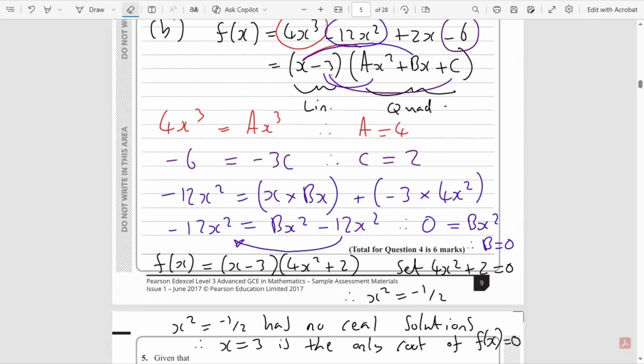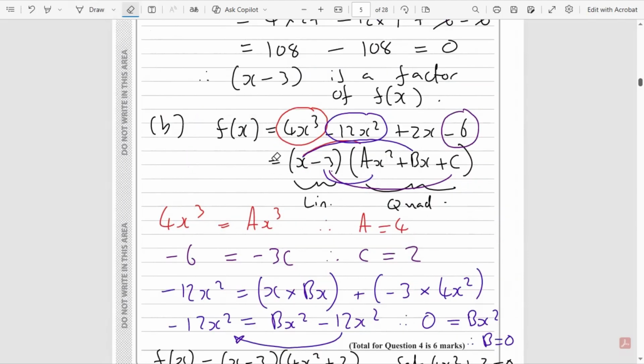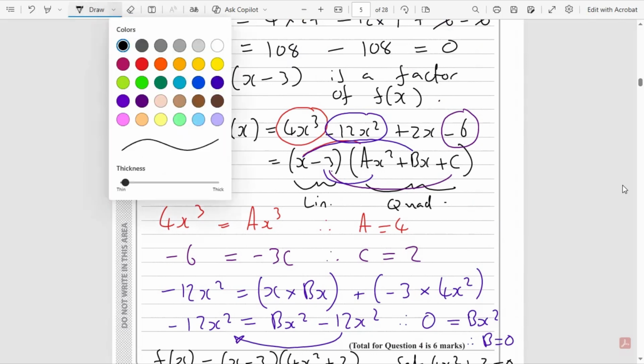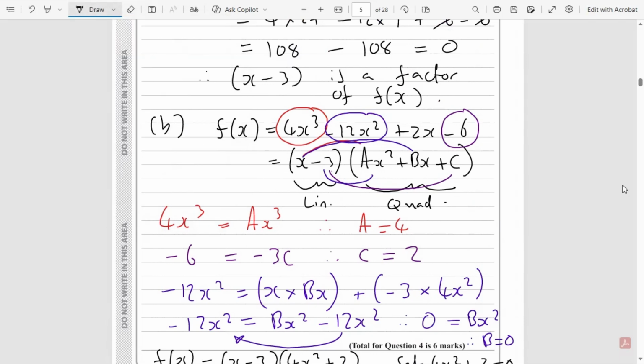And just going back to my method here, where I've color coded the coefficients, this method is called comparing coefficients. You could also use long division. So you could use your algebraic division method to divide the polynomial. So you could also use polynomial division. I'll just write this down here. So an alternative method would be polynomial division.